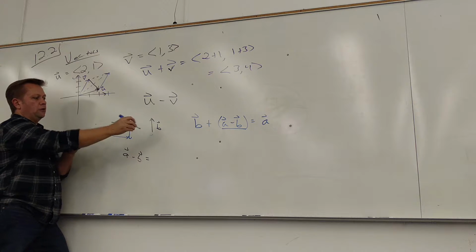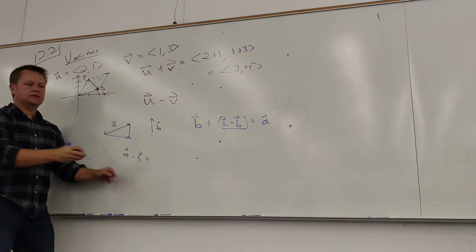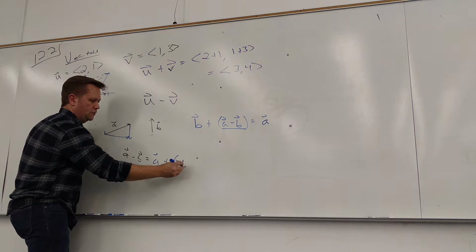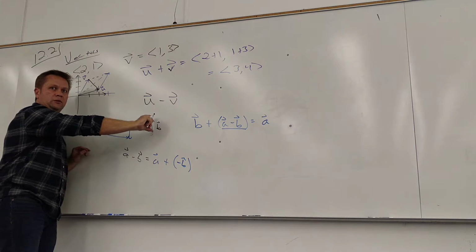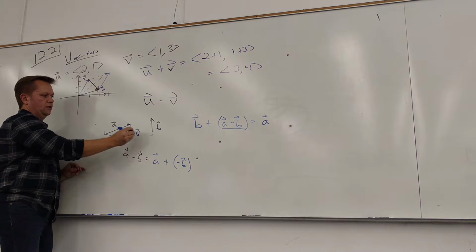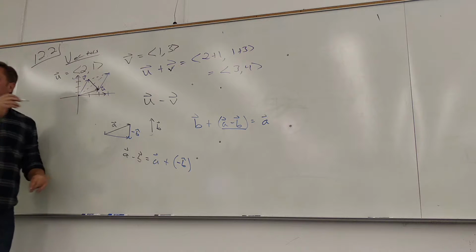Okay, yeah. A minus b is a plus negative b. And what do you think negative b is going to be? It's just going to be this pointing. Yeah, so here's a plus negative b. Again, the same answer.